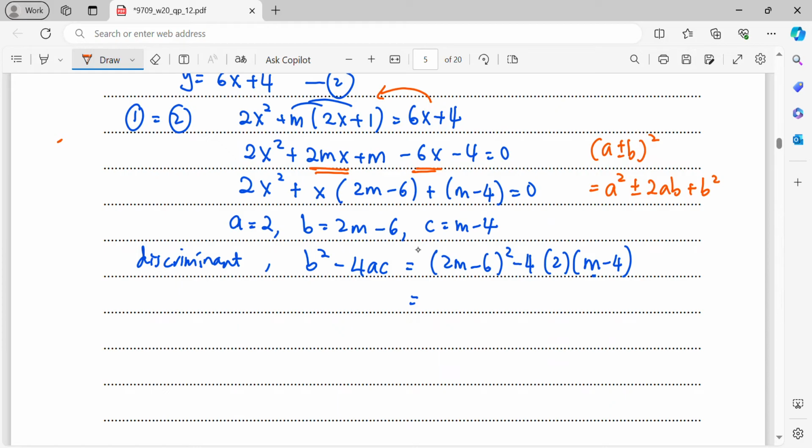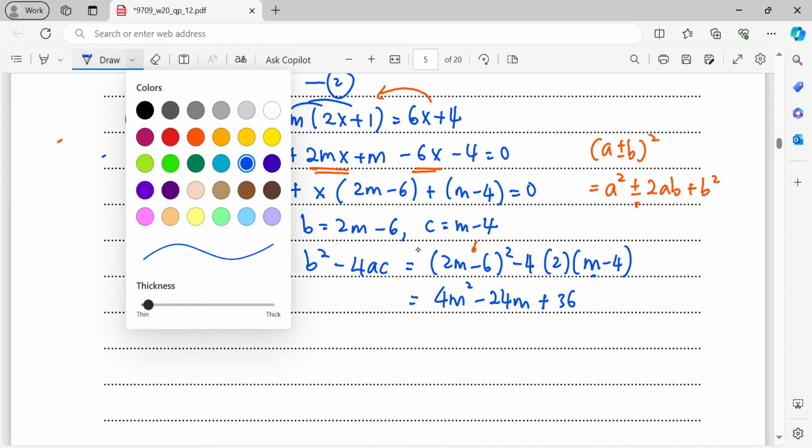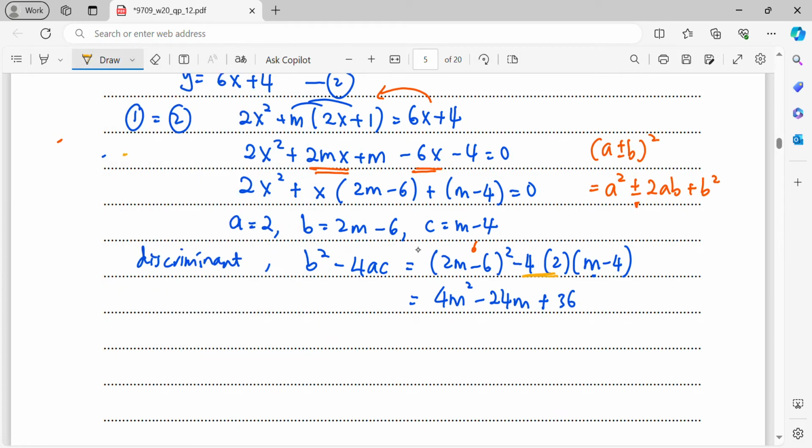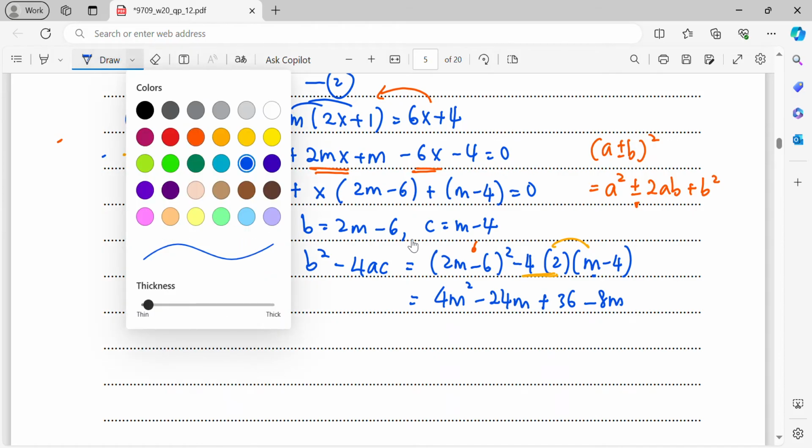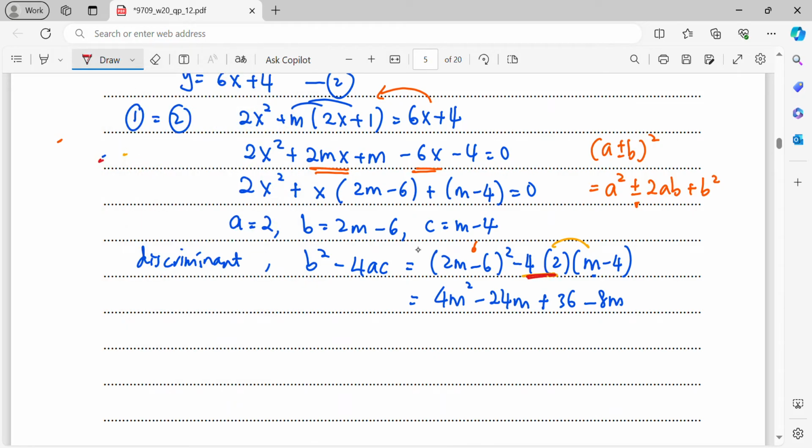Okay, so now when it is minus, we just take the minus. Then this is going to be 4m squared minus, so 2 times 6 is 12, 12 times 2, 24. So it will be 24m plus 6 squared is 36. And now here, this is minus 8. So you multiply with m, it will be minus 8m. And then the minus 8 multiplied with minus 4, it will be plus 32.